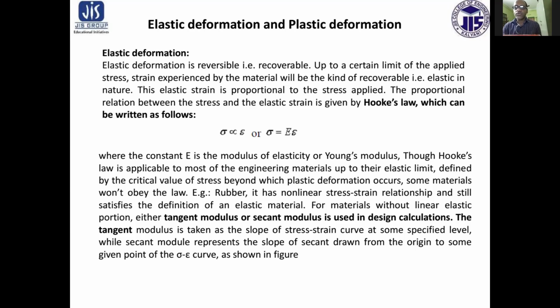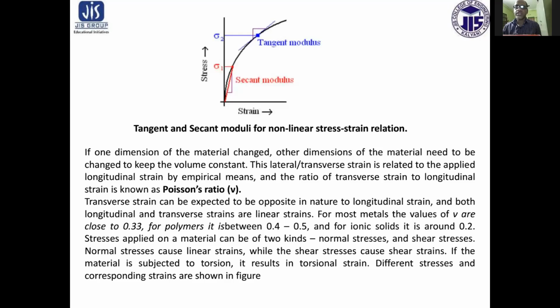The tangent modulus is taken as the slope of the engineering stress-strain curve at some specified level, while the secant modulus represents the slope of the secant drawn from the origin to some given point of the stress-strain curve, as shown in the next figure. In this figure, the tangent and secant modulus of the nonlinear stress-strain relationship are shown.